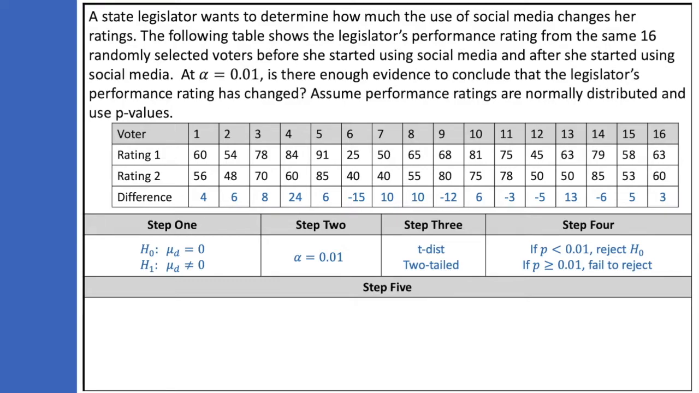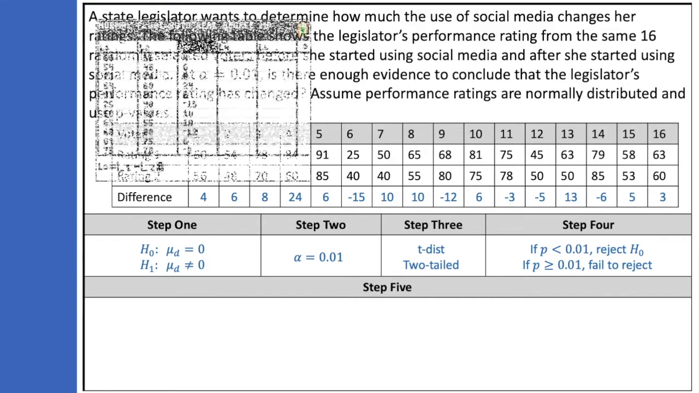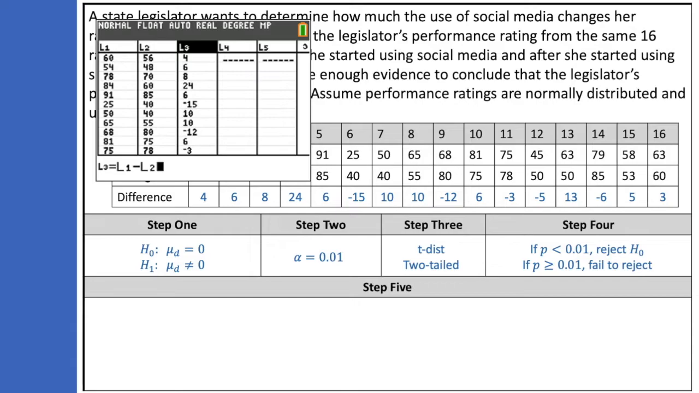Pull up your calculator. And the first thing you're going to do is take these lists and put them in. List 1 will be before social media. List 2 will be after social media. And then we're going to use list 3 to find the differences. So if you go up and highlight L3, put in there that you want it to take list 1 and subtract list 2. Hit enter and it'll pull up all the differences for you.